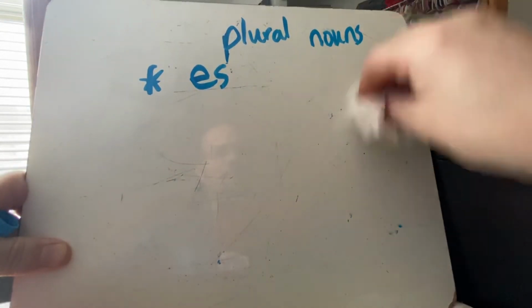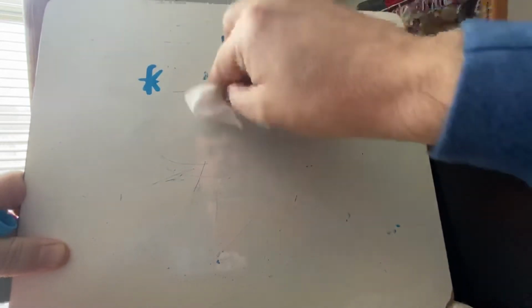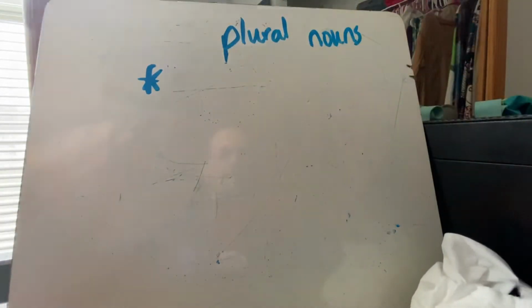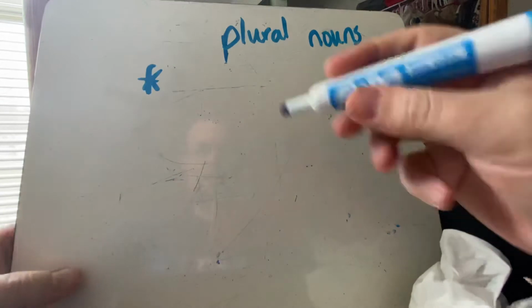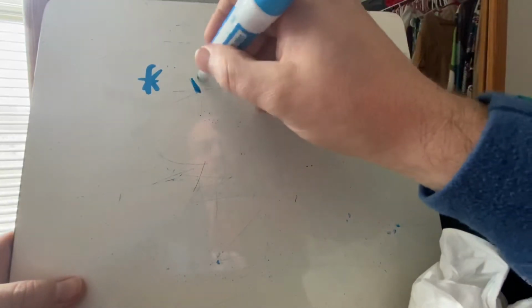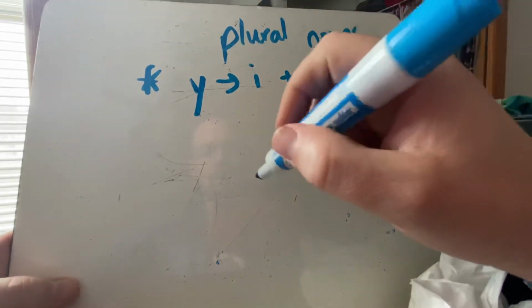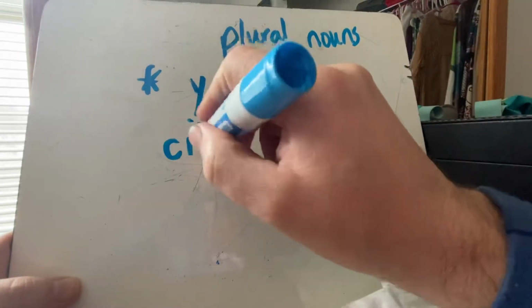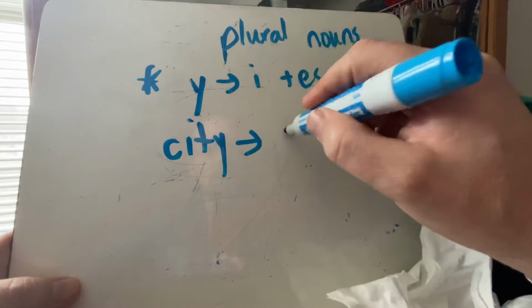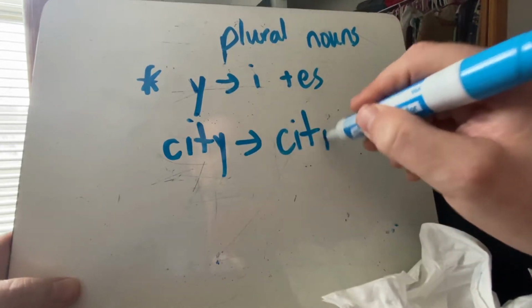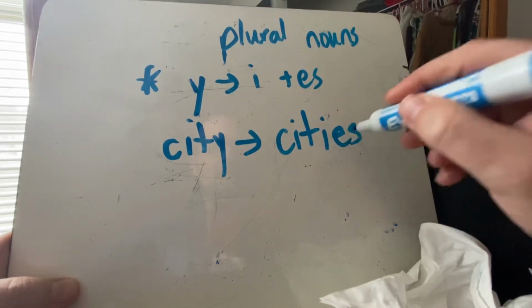Other times, if it ends in a Y, and it's a consonant and a Y, we need to change the Y to an I and then add the ES. Again, this is review for us. City, CIT, change the Y to an I and add ES. Cities.